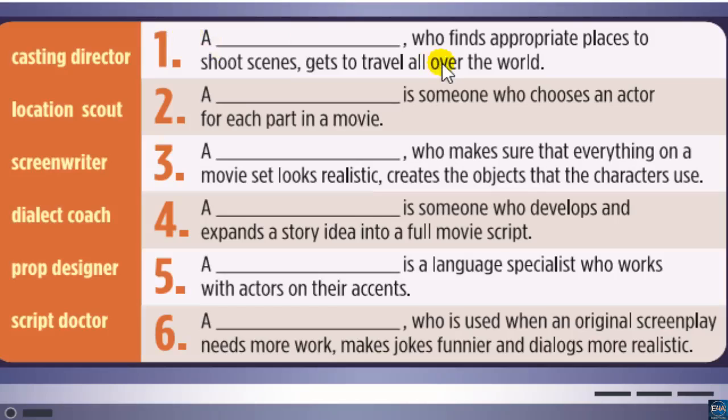One, a blank who finds appropriate places to shoot scenes gets to travel all over the world. Two, a blank is someone who chooses an actor for each part in a movie. Three, a blank who makes sure that everything on a movie set looks realistic, creates the objects that the characters use. Four, a blank is someone who develops and expands a story idea into a full movie script. Five, a blank is a language specialist who works with actors on their accents. Six, a blank who is used when an original screenplay needs more work, makes jokes funnier, and dialogues more realistic.